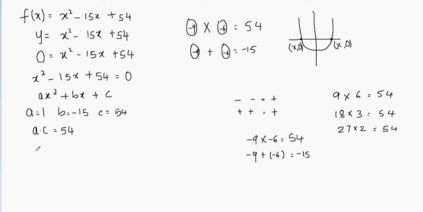Now how do I write this? I'll write x inside the parentheses. Since negative 9 is my factor, I'll write x minus 9 here. Then I close the parentheses and open the parentheses again. x minus, because negative 6 is my factor, so I'll write x minus 6 here.